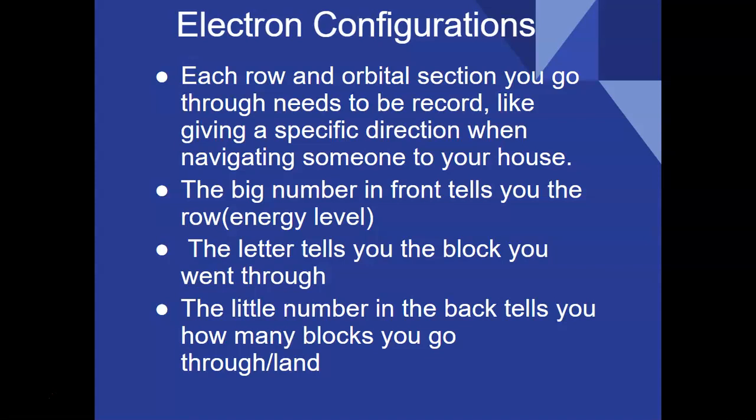And then the little number that is a superscript, that means it's above, like Superman flies above the planet. That number tells you how many blocks you go through or land on. Just like if you're playing a board game and you rolled a 6, in Monopoly you move 6 blocks. Here it's the same thing. If you have a 6, you're moving 6 blocks, and that 6th block is where you're landing.